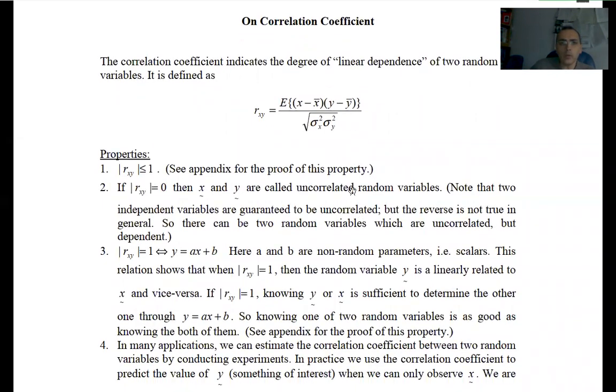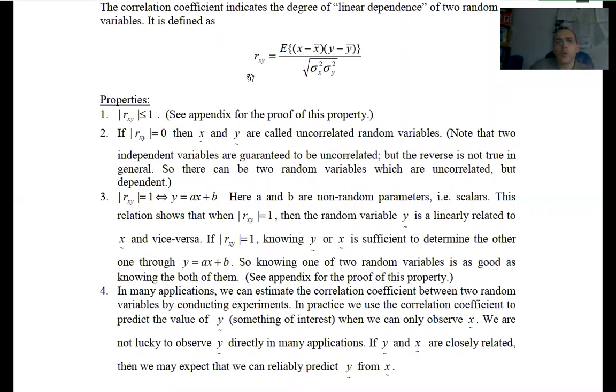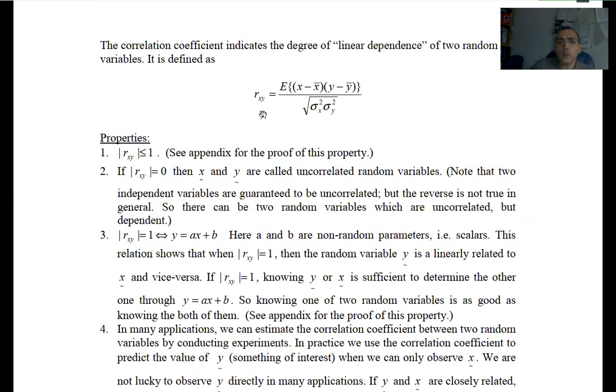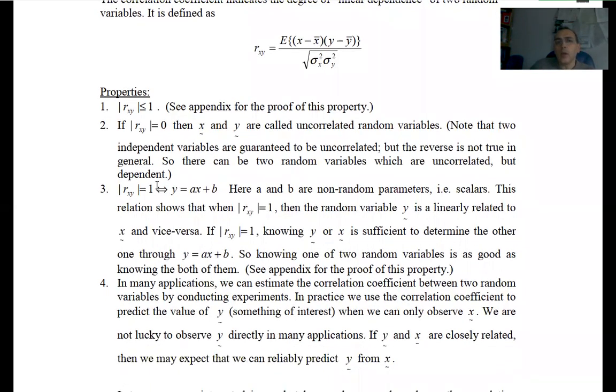So what we have seen earlier in the lectures, correlation coefficient, this definition, is in magnitude less than or equal to 1, okay? And if the correlation coefficient at the other extreme is equal to 0, you may say this is the minimum in magnitude, then we have a special definition: x and y are called uncorrelated random variables. Okay. Then at the maximum, in magnitude it is equal to 1.